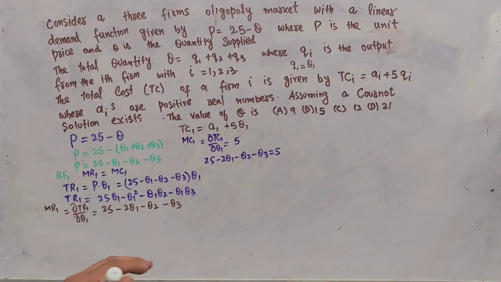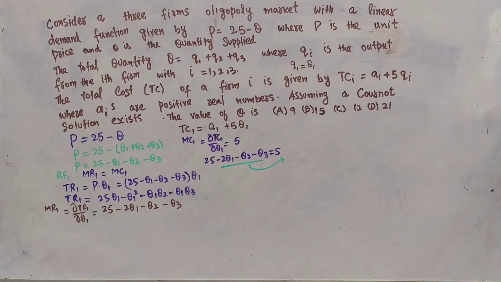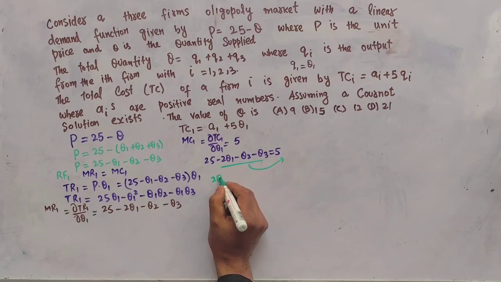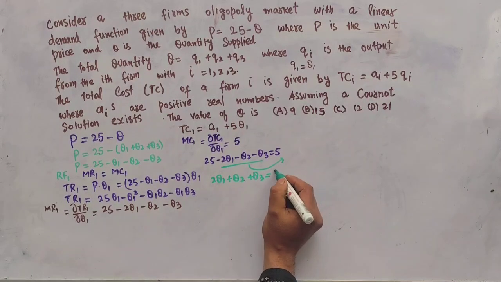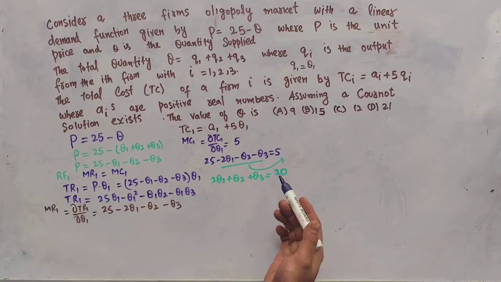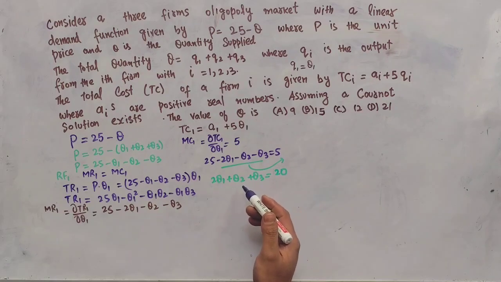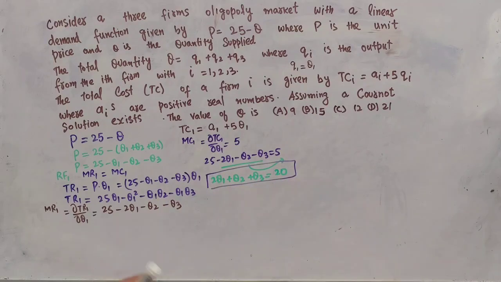Okay, what will we do? Let us transpose this to this side, so these become positive, so we have twice Q1 plus Q2 plus Q3 is equal to 25 minus 5, which is 20. This is the reaction function for firm 1. Rather, if I solve it for Q1, then I will get the reaction function. Reaction function simply shows how much quantity firm 1 will produce given others, that is firm 2 and firm 3, have produced their optimal quantities. This is the equation for firm 1 as reaction function.